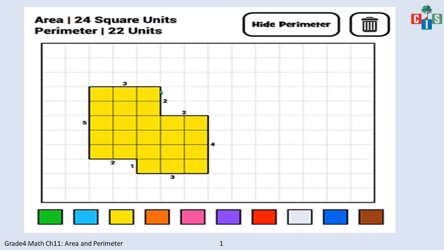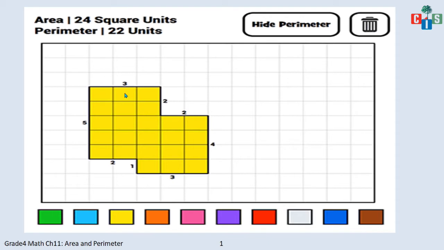So here you have 3 squares plus 2, 5, 6, 7, 8, 9, 10, 11, 12, 13, 14, 15, 16, 17, 18, 19, 20, 21, 22. So the perimeter is 22 units. Now what is the area? Area means the space. That is the yellow colored part, the internal part. So how many squares are there inside the figure will show you the area.